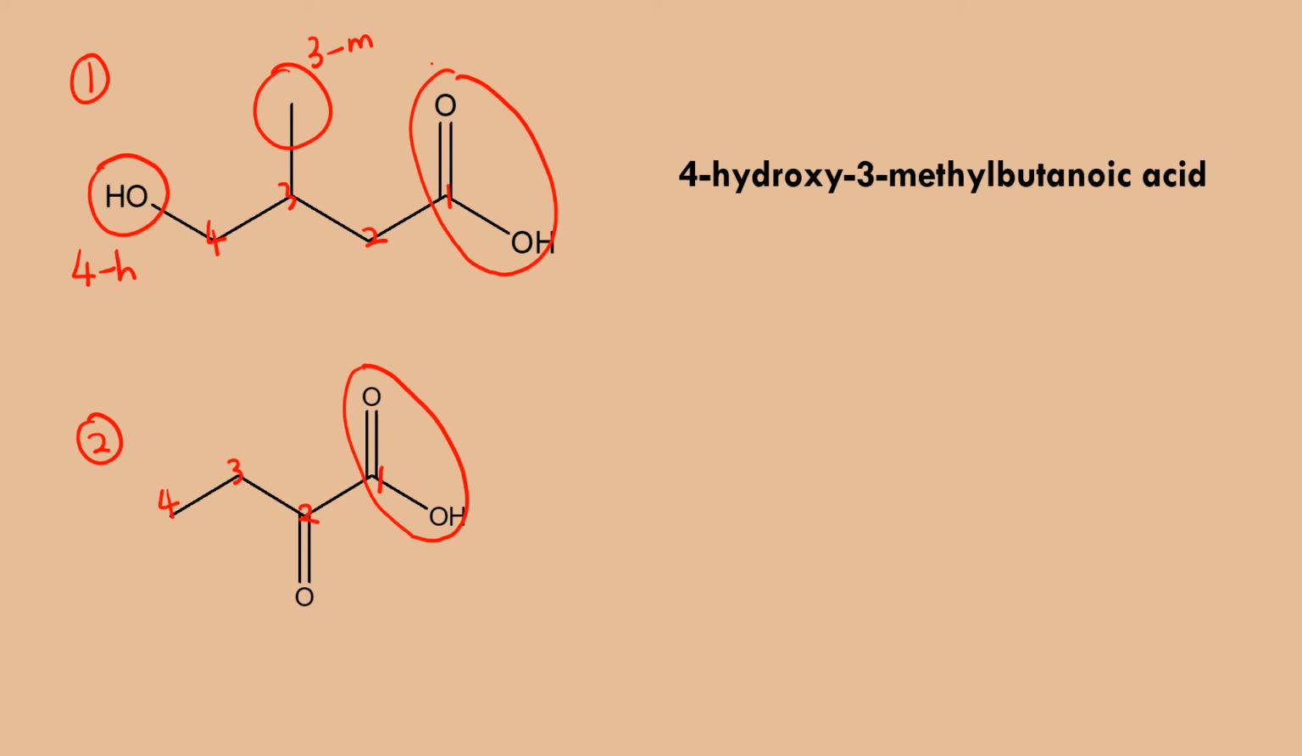Tetapi, what will be the name of this ketone sebagai substituent? So the name of the ketone sebagai substituent adalah oxo. Okay, so oxo berada pada second position. So the name will be 2-oxo. Alright, so the full name of this molecule akan menjadi 2-oxo butanoic acid.